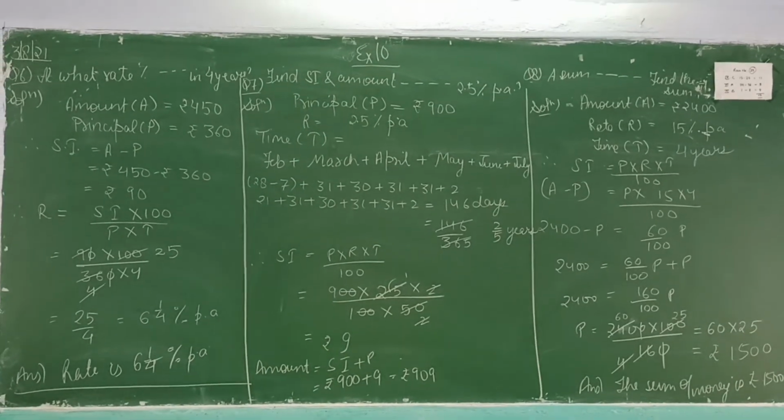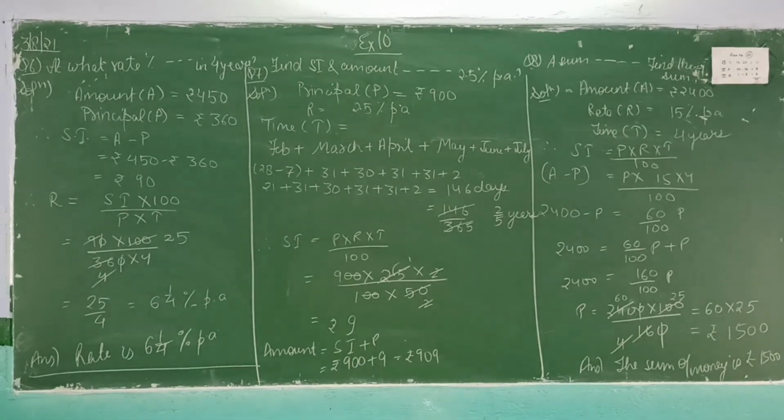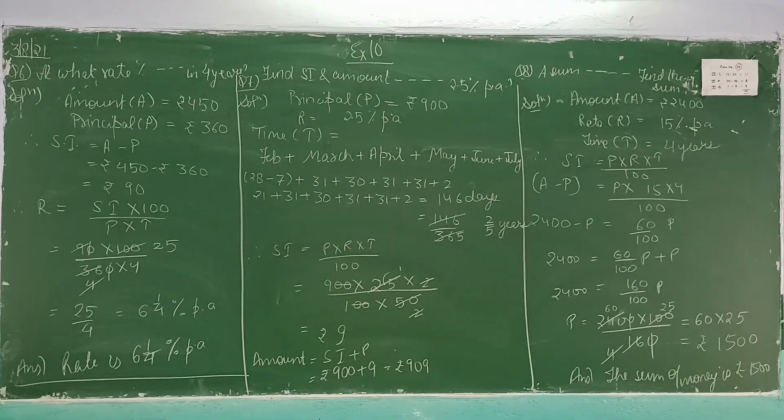These 3 questions you have to do in your fair copy. Maths on fair copy, question number 6, question number 7, question number 8. This is the solution of all the 3 questions.